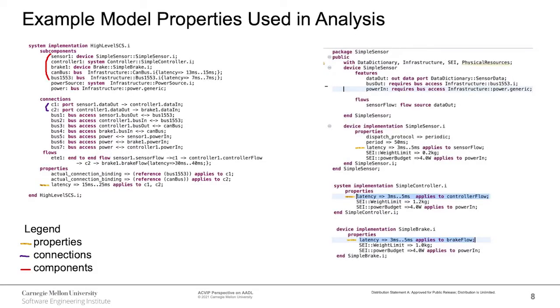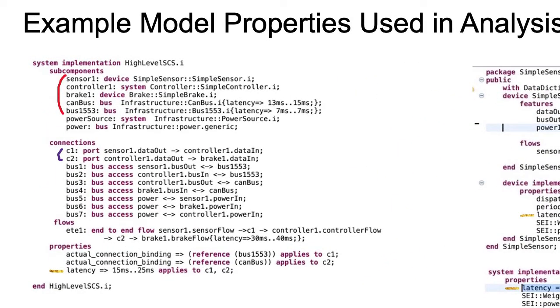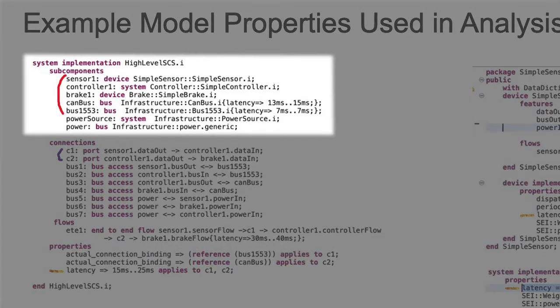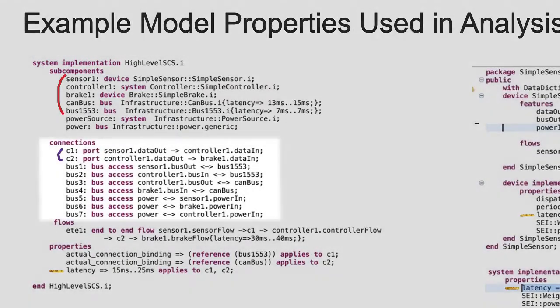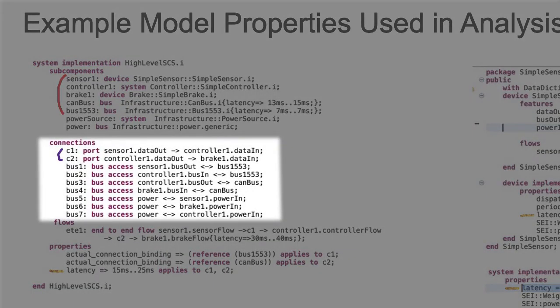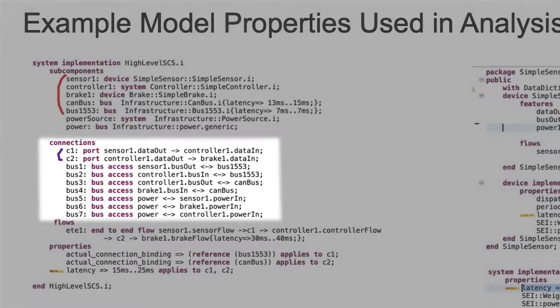Let's review our example Simple Control System in more detail, and identify the properties that contribute to latency analysis. As we've seen before, Simple Control System contains three components: sensor, controller, and brake, as defined as subcomponents in high-level SCS system implementation. There are also buses defined as system subcomponents to model a data exchange mechanism. And just down below are two connections, C1 and C2, that connect data ports between sensor, controller, and brake, and define the direction of information flow.